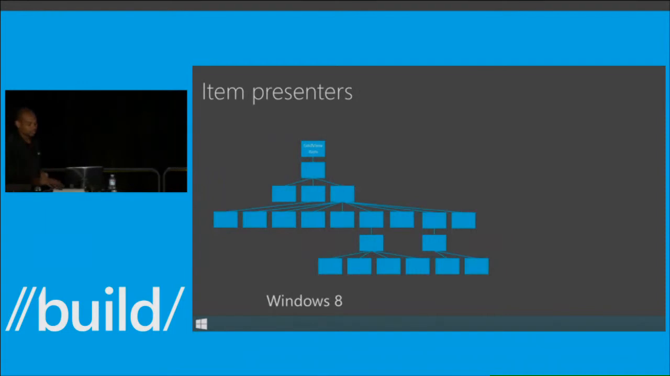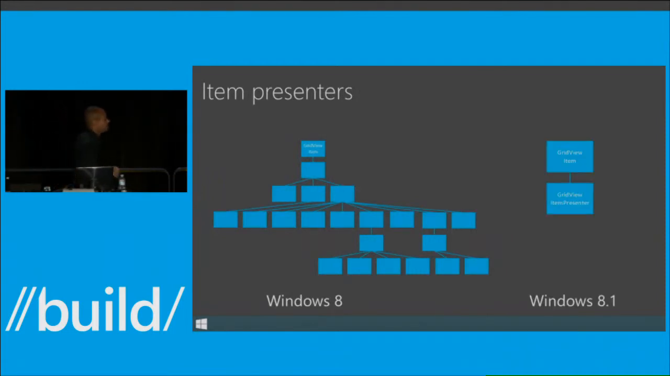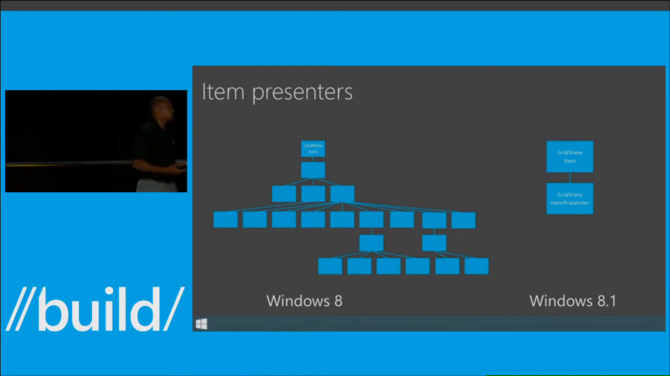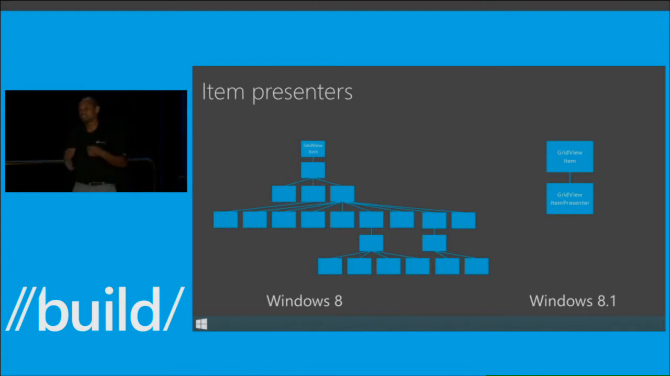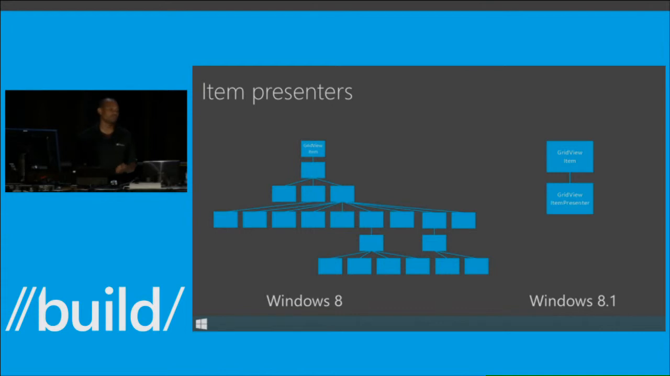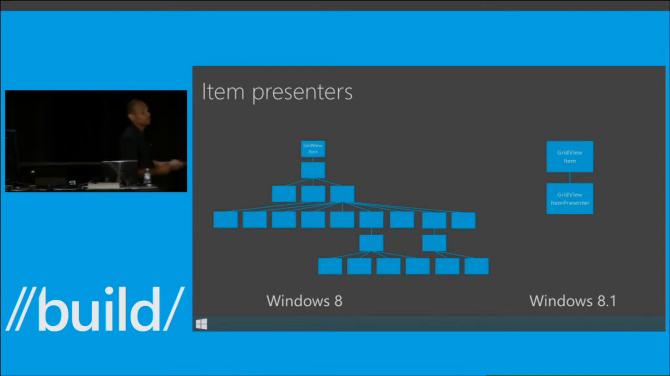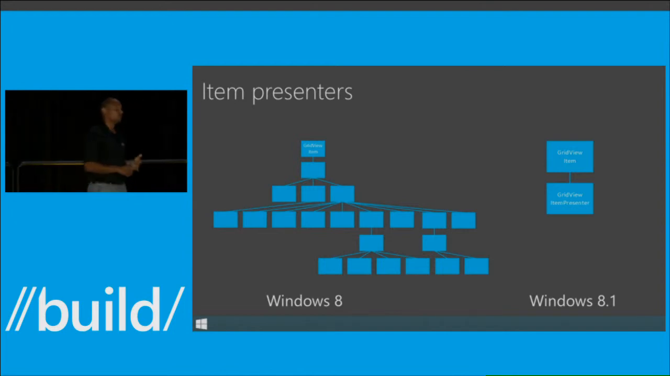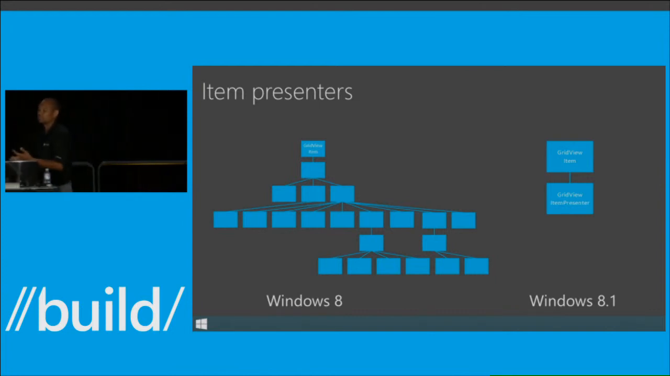So in Windows 8.1, we took that tree and reduced it down to one element called a GridV item presenter, or in the case of list view, a list view item presenter. And the job of a list view or GridV item presenter is to draw the same visuals in 8.1 that were created by all these UI elements in 8.0. And the GridV item presenter does that with very fast drawing primitives that are internal to the framework. And it only draws those things when they're needed. So you save the memory of creating all these objects, you save the time spent creating all these objects, and you only pay the price for drawing them when they're needed.